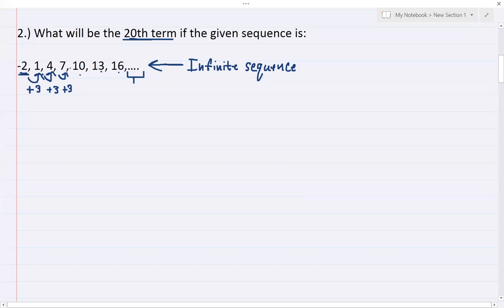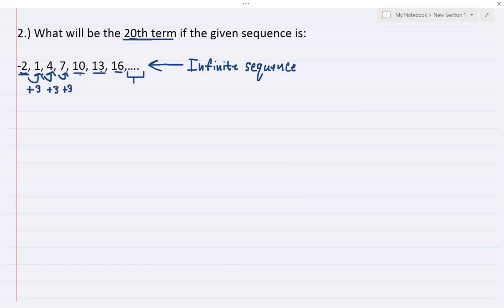All right? So that means we will get 10 if I get the sum of 7 and 3. I'll get 13 if I get the sum of 10 and 3. And I'll get 16 if I get the sum of 13 and 3.